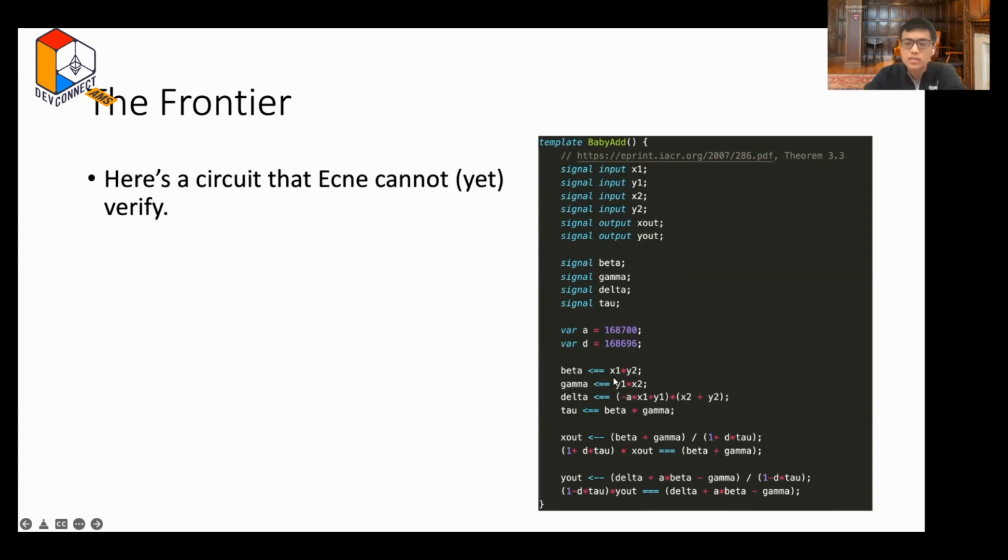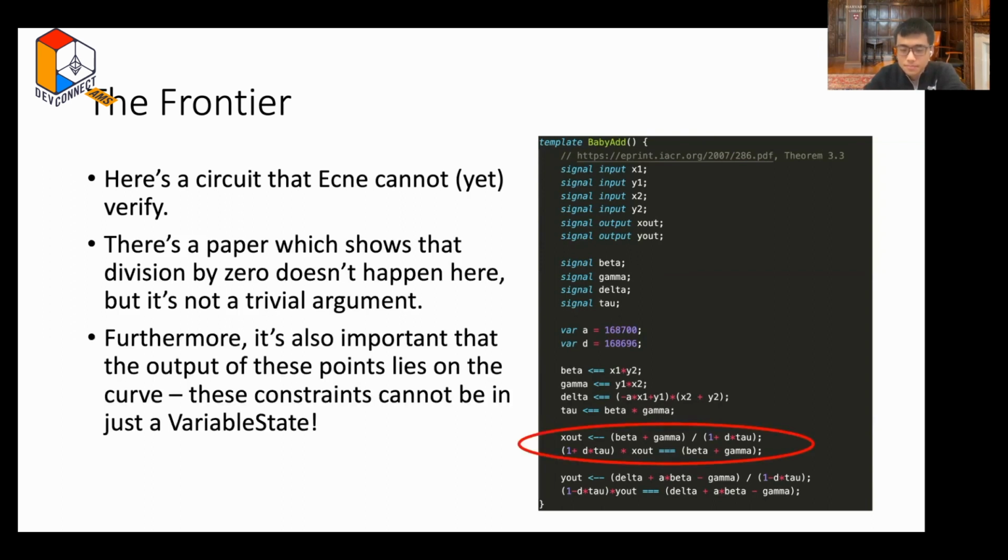Beta is uniquely determined because it's the product of two inputs, same with gamma, same with tau, same with delta. Then we have that 1 plus d times tau times x out is equal to beta plus gamma. And we want to show that x out is uniquely determined here. And it seems like this should be fine. However, there's a problem. If 1 plus d times tau is 0, then all of a sudden, x out would not be uniquely determined.